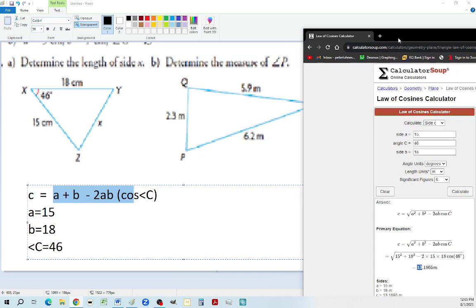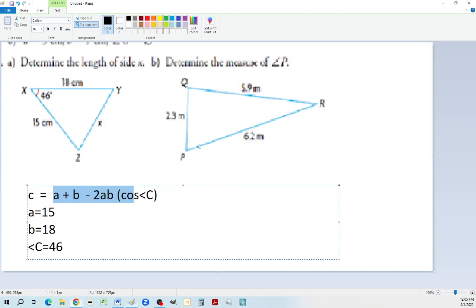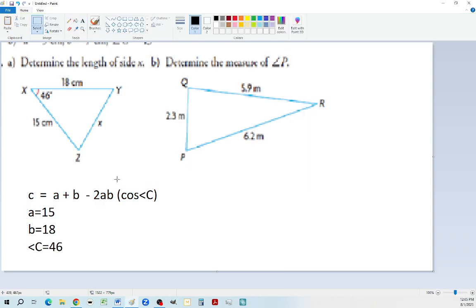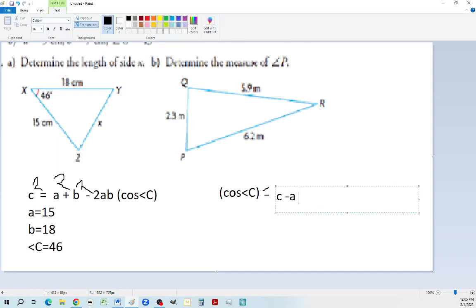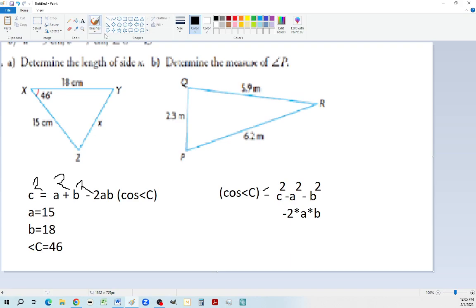Okay, looking at the next one, this is side, side, side, isn't it? So you should use the other formula. The other formula is: cosine of C is equal to c squared minus a squared minus b squared, all divided by -2 times a times b. And these should all have squares on them. Keep in mind, the minus is opposite the square. In other words, you square the number and then subtract it. It's more of a formula. And it's going to be divided by this. So we're going to use this.